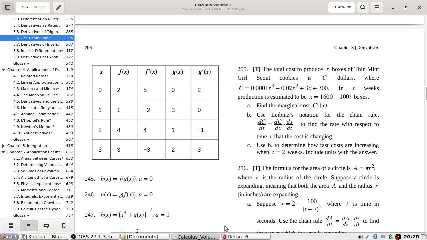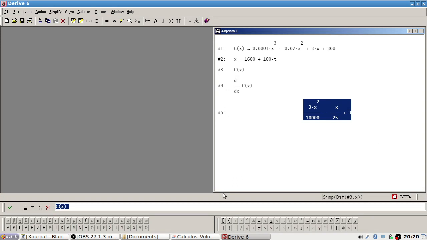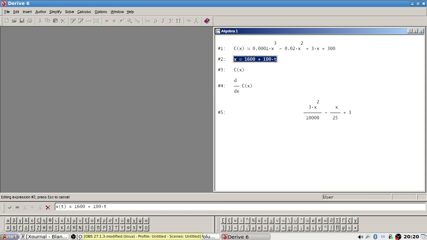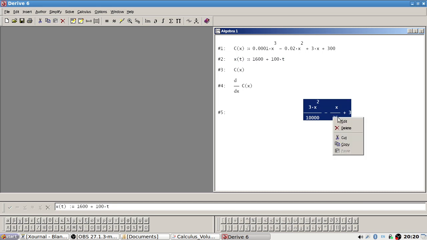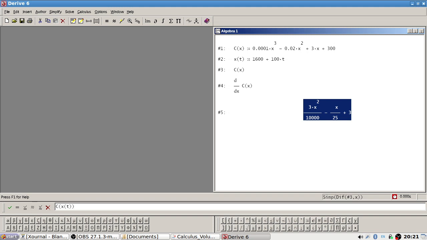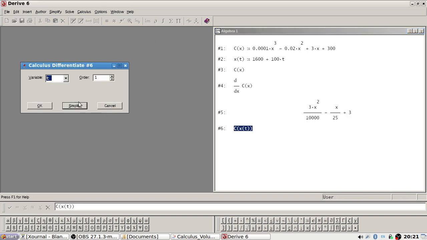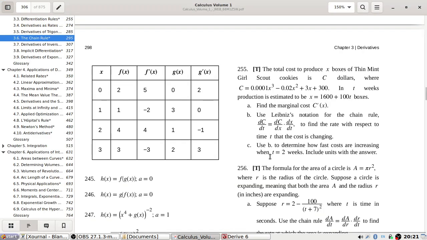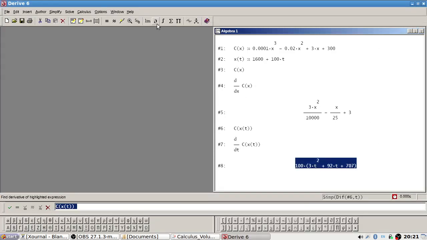t is how the cost is changing, so we want dC/dt. What I should actually have done here is made it explicit that that is a function. Then we want the derivative of C(x(t)) with respect to t. Use it to determine how fast costs are increasing when t is 2. So that is 90,300 dollars per week.